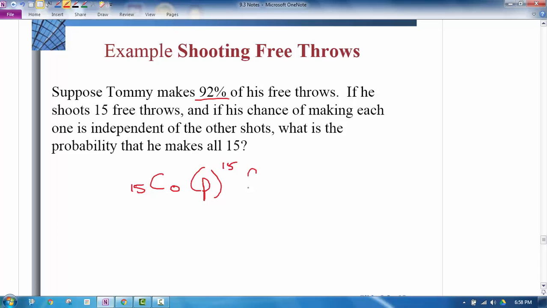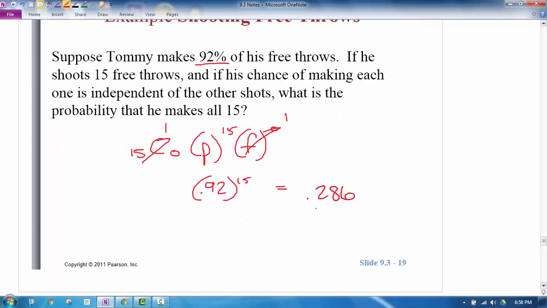Probability of success to the 15th power, probability of failure to the 0th power. So this is always just one, the first term in Pascal's triangle. Probability of success then is 0.92 to the 15th. Probability of failure, it goes to 1 anyway. So we just have to do 0.92 to the 15th power, which in this case gives us about 0.286 or 28.6%.